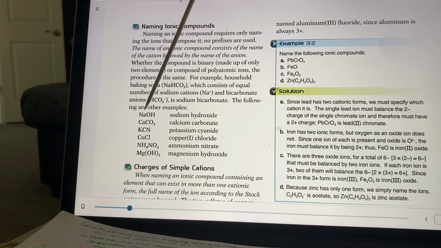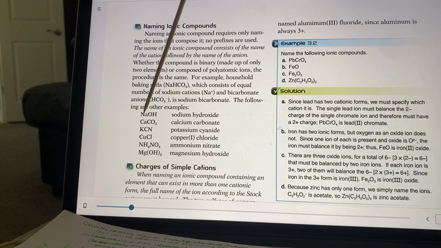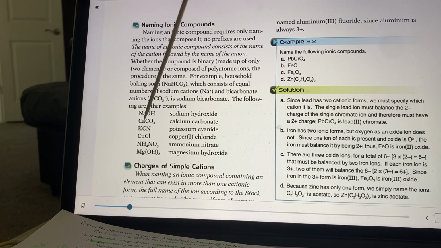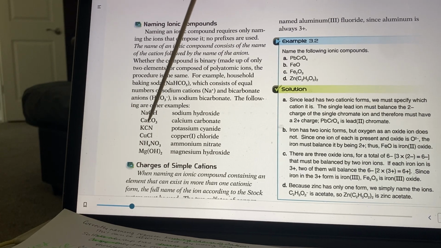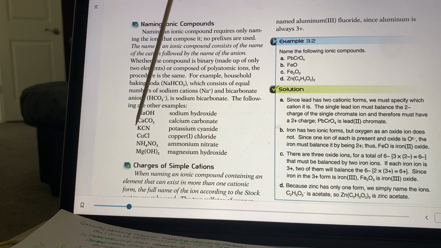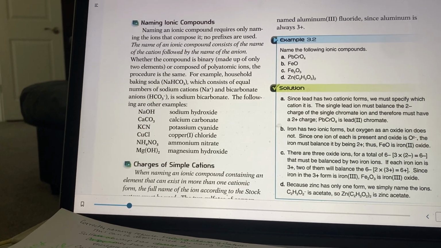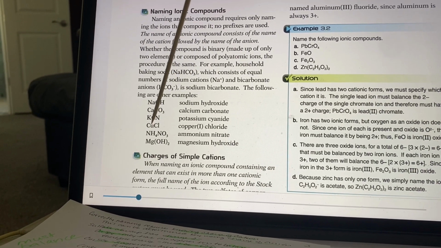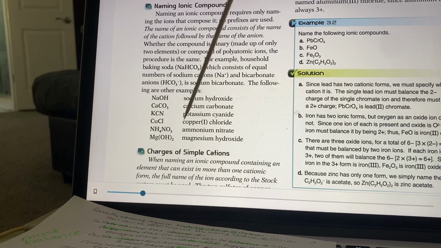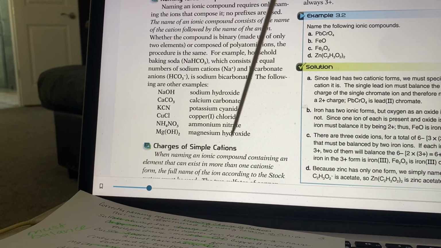So here's some others. Sodium hydroxide. Remember, hydroxide is in your table, it's negative. Sodium is a positive 1, and hydroxide is a negative 1. Calcium carbonate. The calcium is a positive 2, and carbonate is a negative 2, and they hook together. Potassium cyanide. The symbol for potassium is K, and then cyanide. As they hook together, they're going to be equal. Copper 1 means it has a positive 1 charge, and chloride has a negative 1 charge, so they hook together. Ammonium nitrate, so we have ammonium and nitrate hooking together, and magnesium hydroxide.